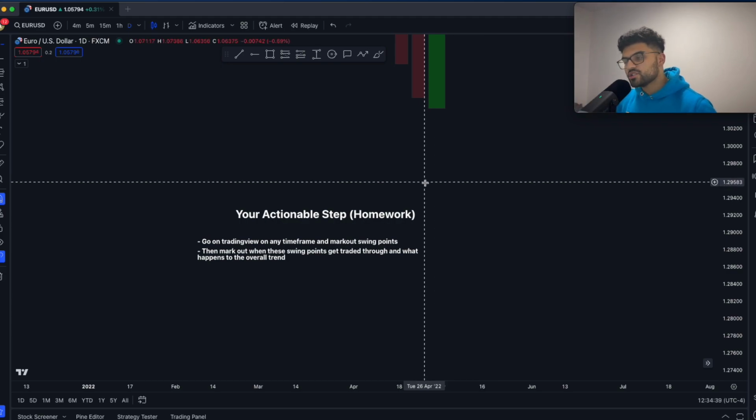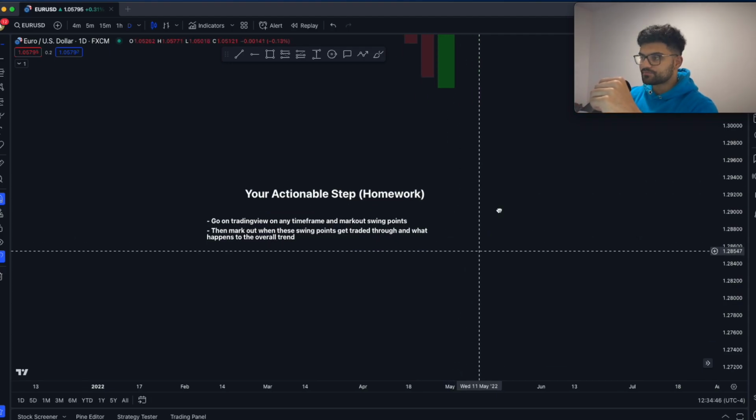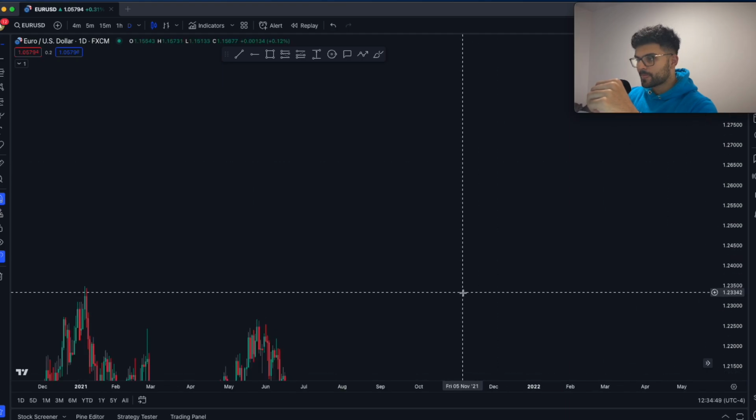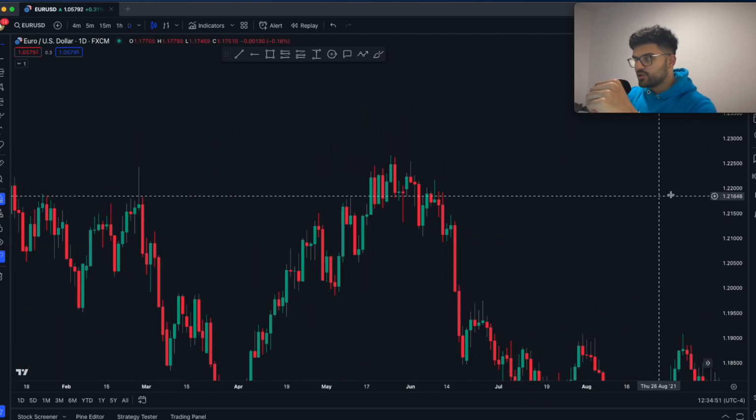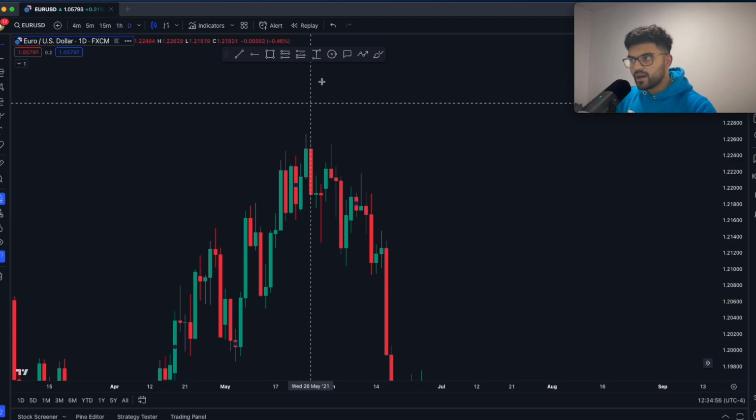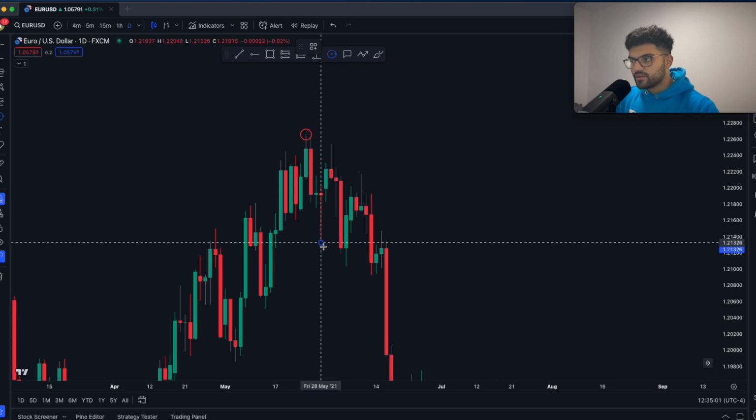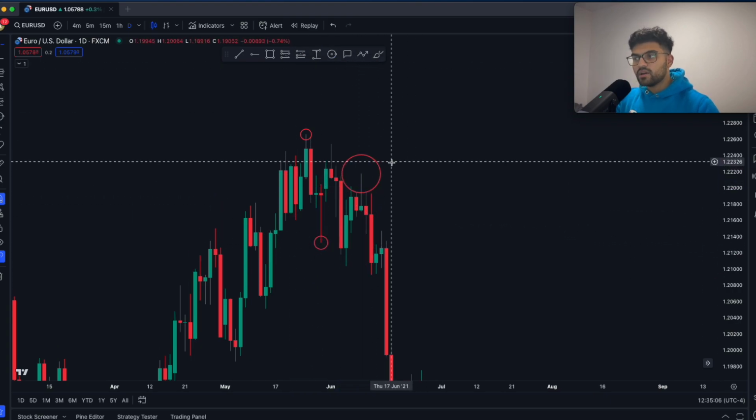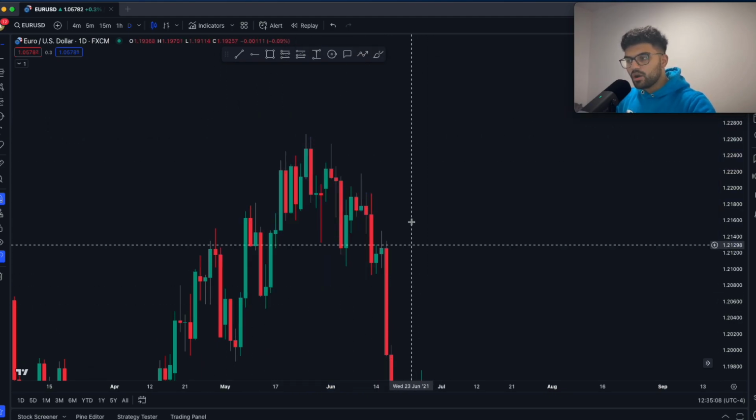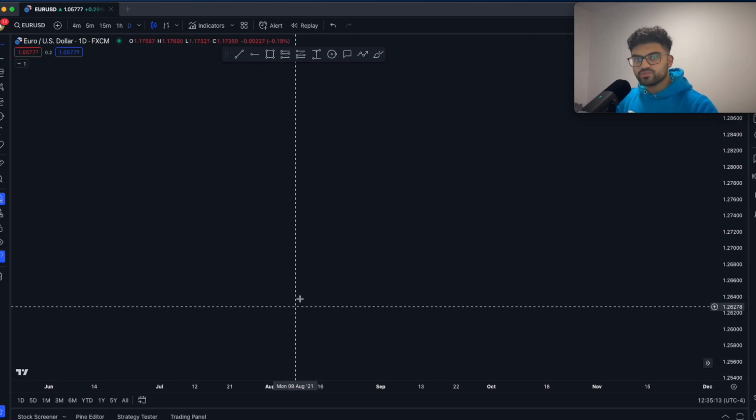So your actionable step for today is to go on this TradingView website, which you should already have, and mark out your swing points. So for example, if we look here at the chart, you can clearly see this is a swing point, lower high to the right, lower high to the left. So just mark it out like this, and maybe there's a lower low right there, a swing low right there, mark that out. Then, there's a swing high right there, mark that out. This is what I want you guys to do. Mark it out, screenshot it, and paste it into that Notion template, and always refer back to it.